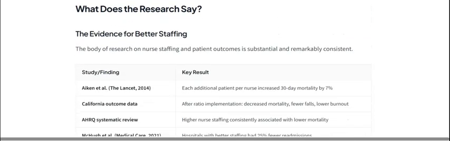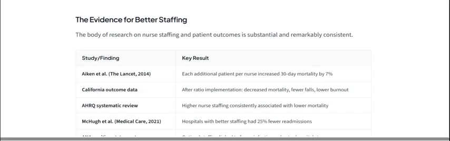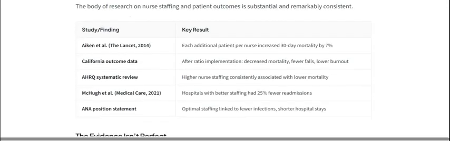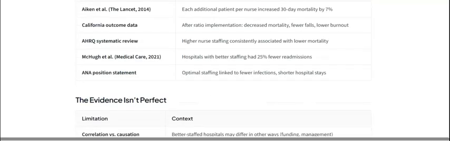And then there's briefly what does the evidence say? What does the research say about staffing? And you're going to see some California outcome data. And you're going to see some other Linda Aiken study in 2014. I do believe she's done another study since that time regarding staffing.